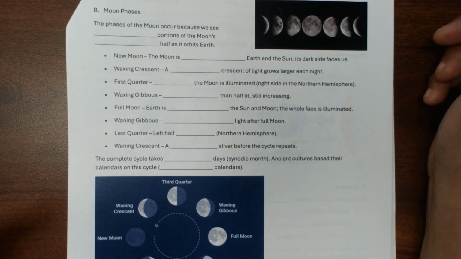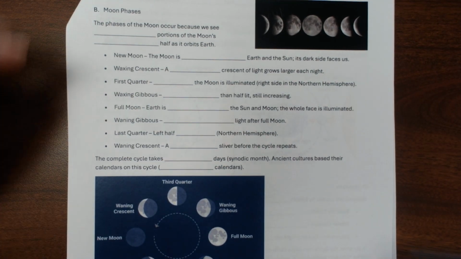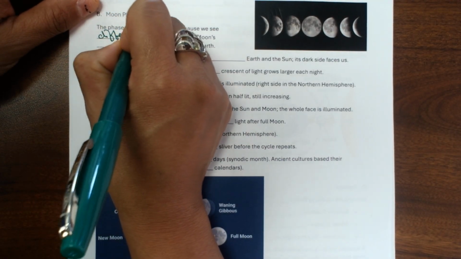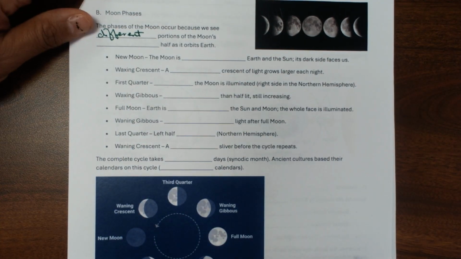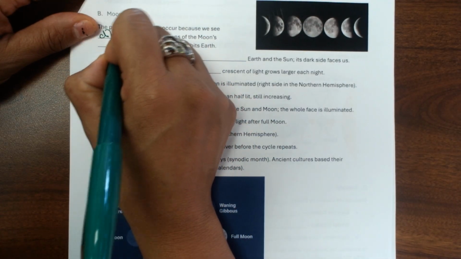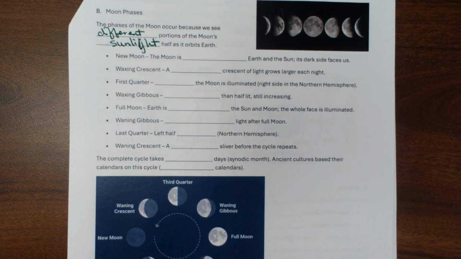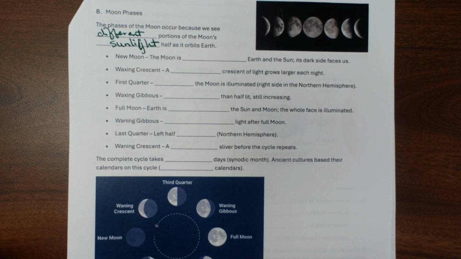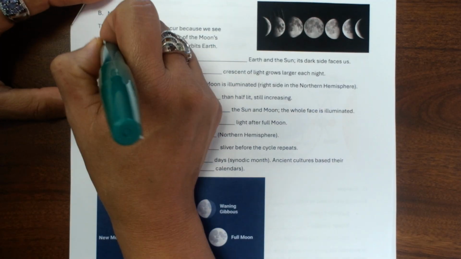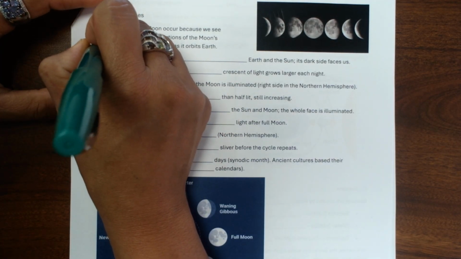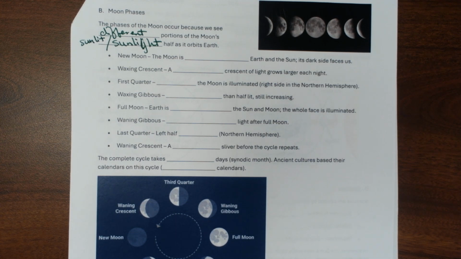It says here the phases of the moon occur because we actually see different portions of the moon's sunlit half as it orbits Earth. So the sun, or sunlit, I guess we should say sunlight or sunlit. It doesn't have light itself. Actually, the moon, if there was no sun, you would never see it, because that's what lights the moon up, and then we see that reflection here on Earth.